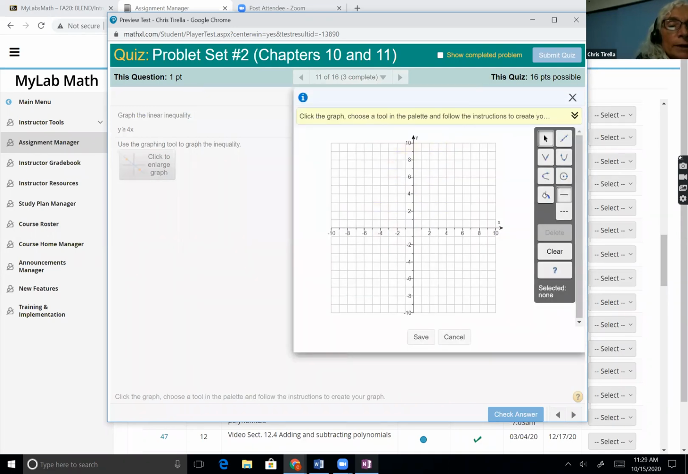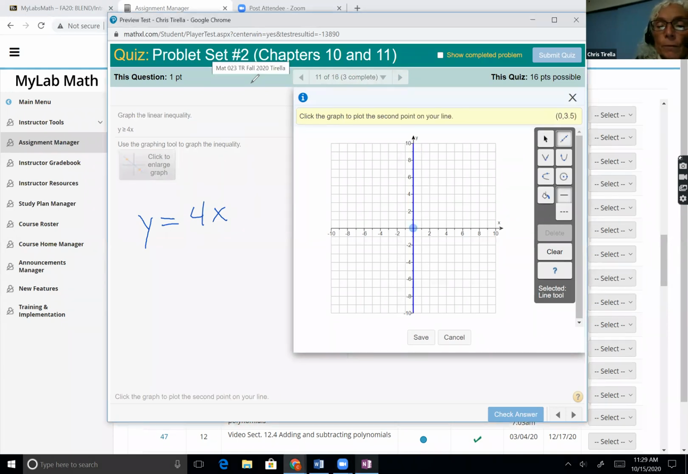Solid line. The slope is up 4 over 1. So we're going through the origin, we're going up 4 over 1 with a solid line. And we want y to be greater than or equal to 4x.